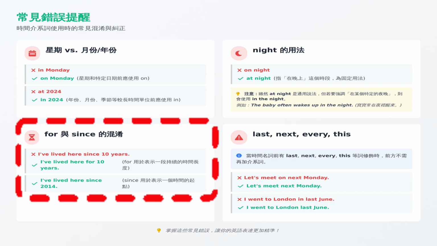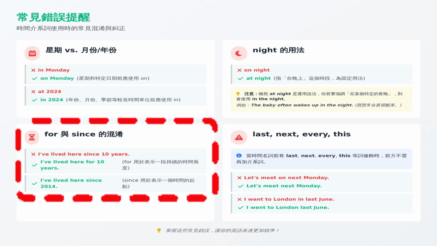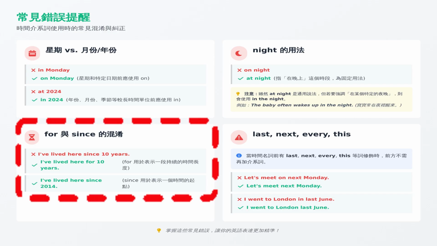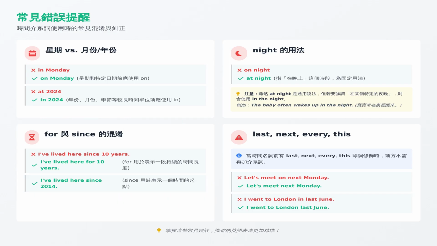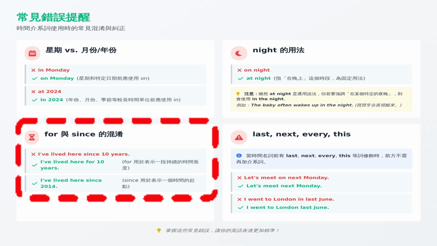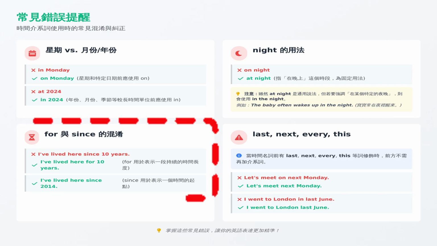Confusion between for and since. I've lived here since 10 years. Incorrect. I've lived here for 10 years. Correct. For is used to indicate a continuous period of time. I've lived here since 2014. Correct. Since is used to indicate a starting point in time.